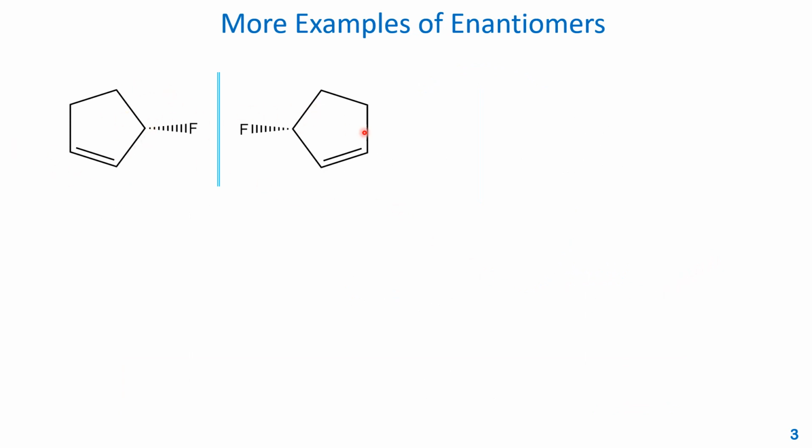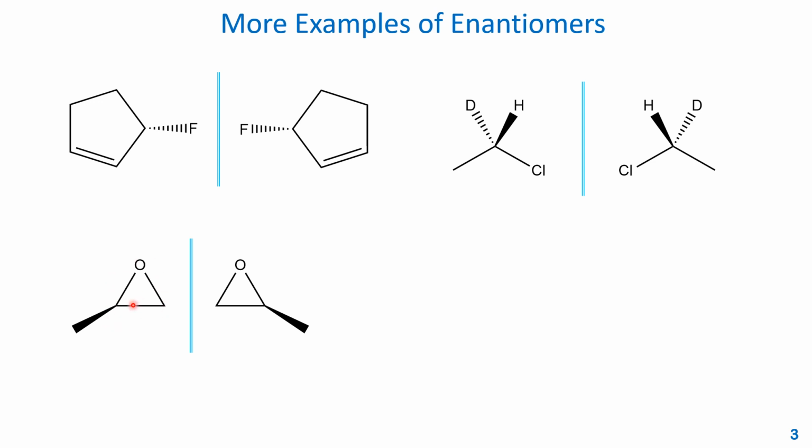Let's look at more examples of enantiomers. This pair of enantiomers has one asymmetric center. This is a cyclic alkene with a fluoro substitution here. This is the asymmetric center, so that's a pair of enantiomers. Another example: this is an alkyl chloride, and this is the asymmetric center. That's the mirror image. They are enantiomers. This is an epoxide with a substitution here. That's the asymmetric center, and a pair of enantiomers is shown here.